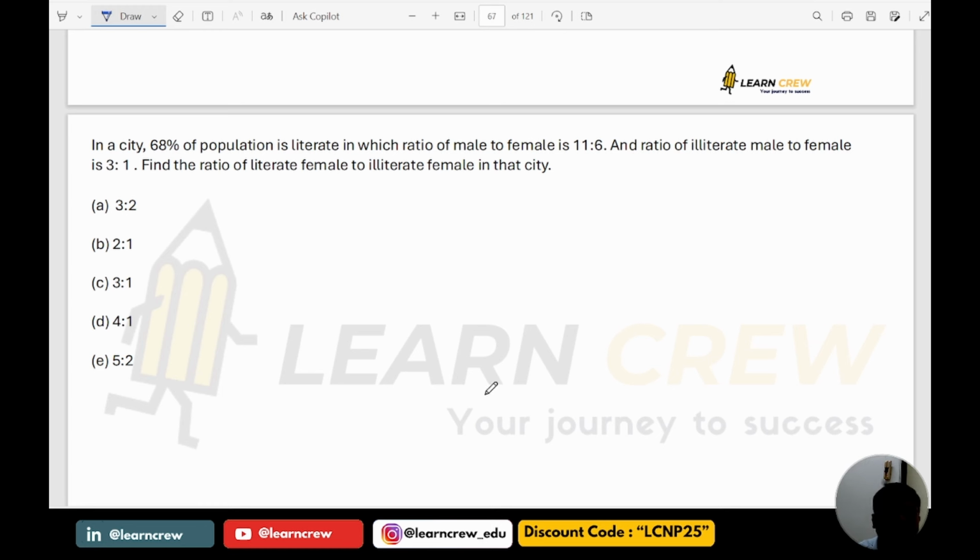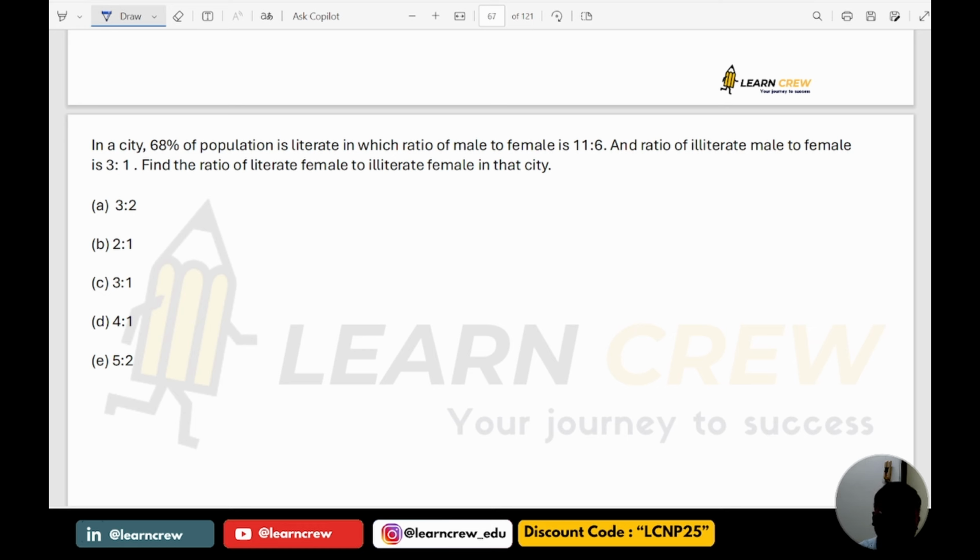Next, in a city, 68% of the population is literate, in which the ratio of males to females is 11:6, and the ratio of illiterate male to female is 3:1. Find the ratio of literate male to illiterate female. So it is 17 parts. It is 4 parts. Okay.